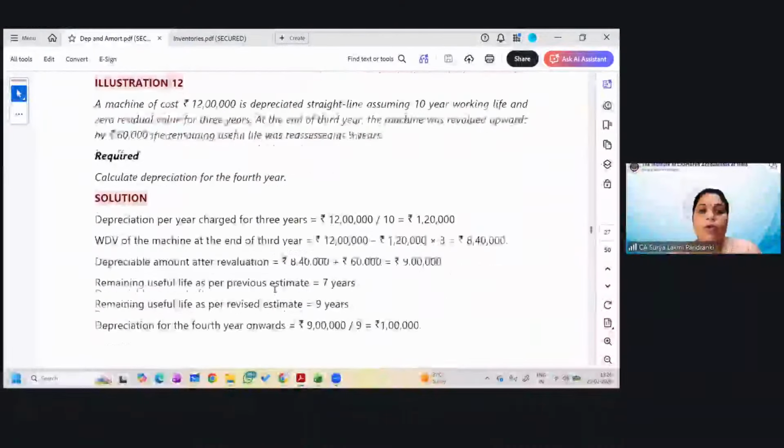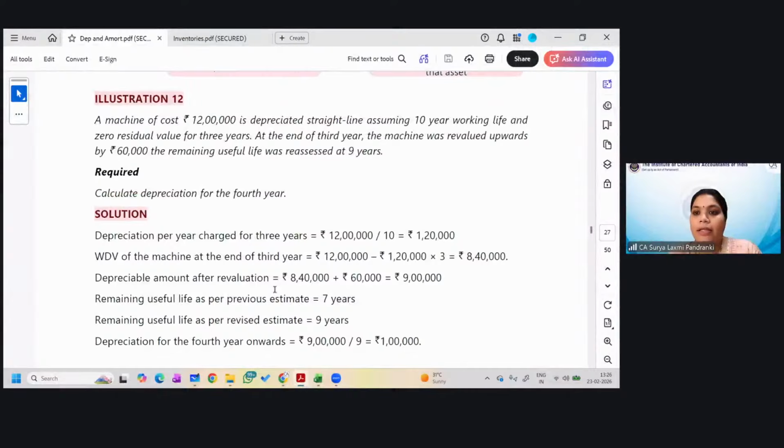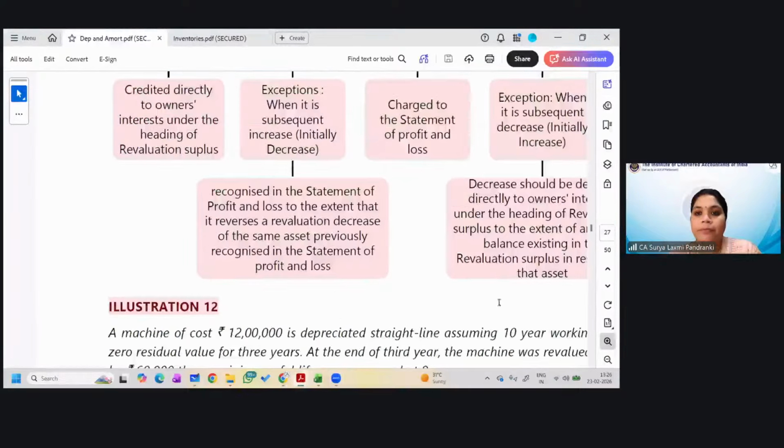Now, the same thing goes with revaluation also. Look at this revaluation problem.